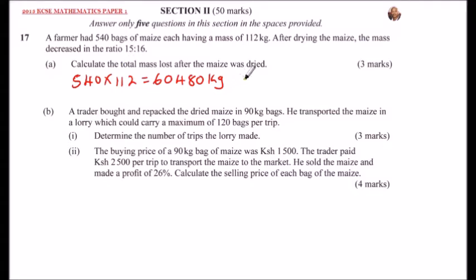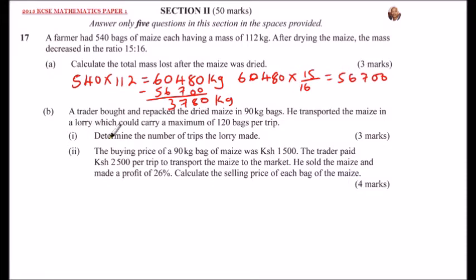So the ratio decreased from 16 to 15. You can calculate this. So you can say 60,480 multiplied by 15 out of 16. Using your calculator, you'll be able to get that is equal to 56,700. So you can get the mass which was lost. You subtract from here, so you can say 60,480 minus 56,700, and that will give you 3,780 kg. That is the mass lost after the maize was dried.